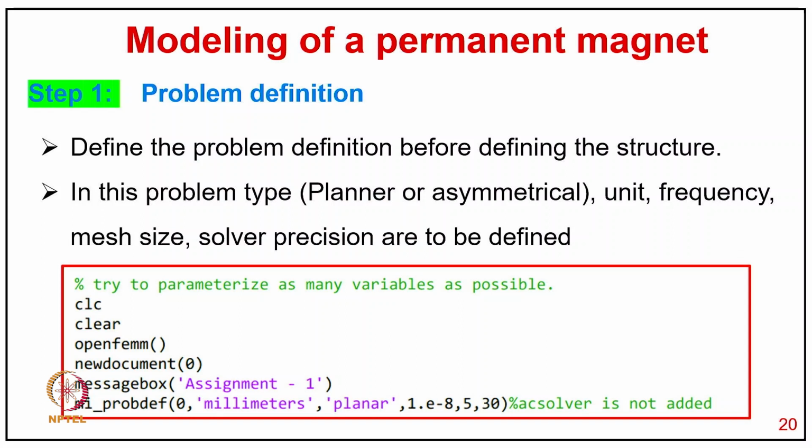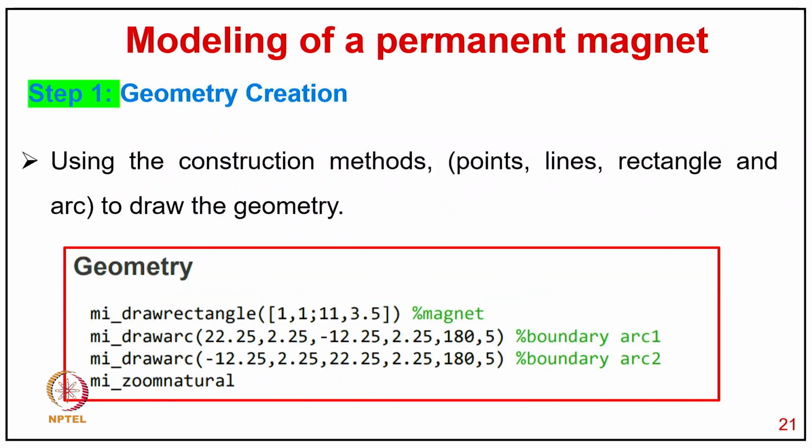Now, new document and message box, assignment 1, and my problem definition: 0 millimeters, planar, and 1.8 power minus 5, 30, and percentage. AC solver is not needed. So now, typically using the construction methods, point, line, rectangle and arc, to draw the geometry.